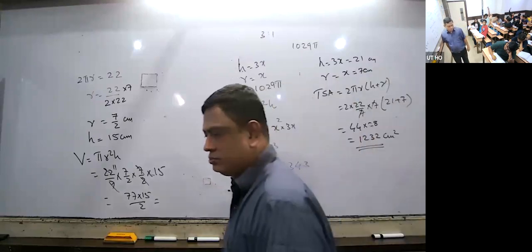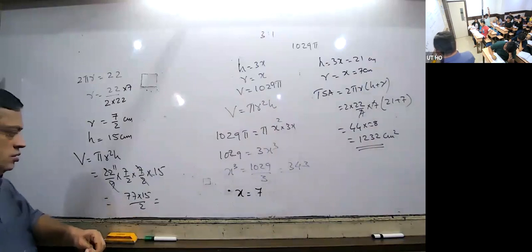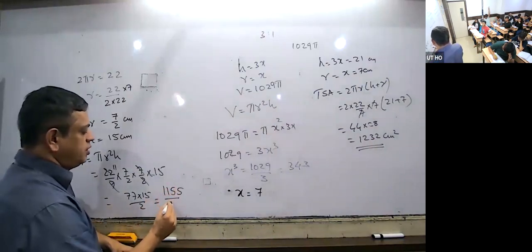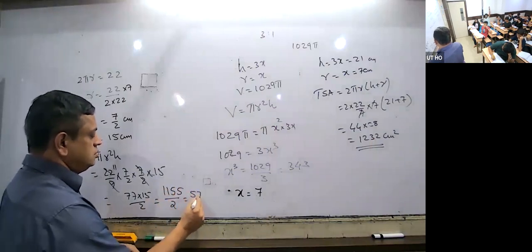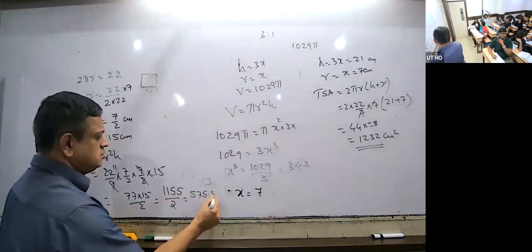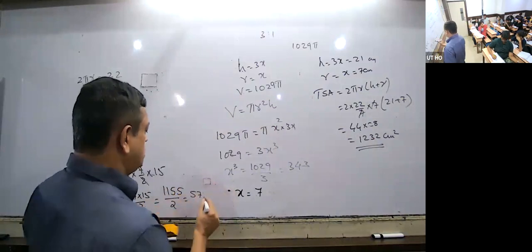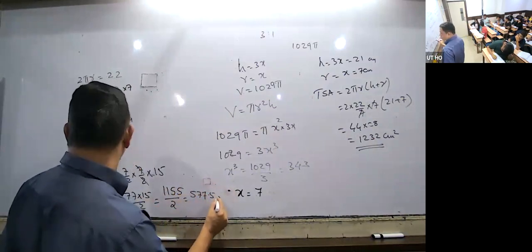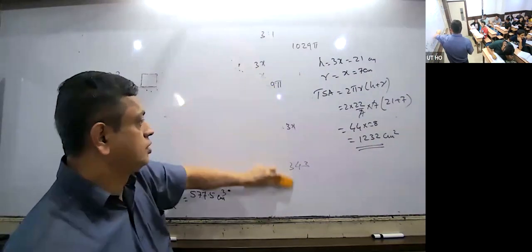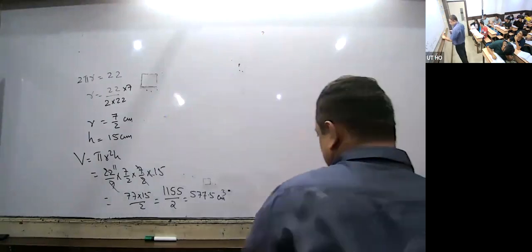So 1155 divided by 2. That is 577.5. The volume is 577.5 centimeter cube.